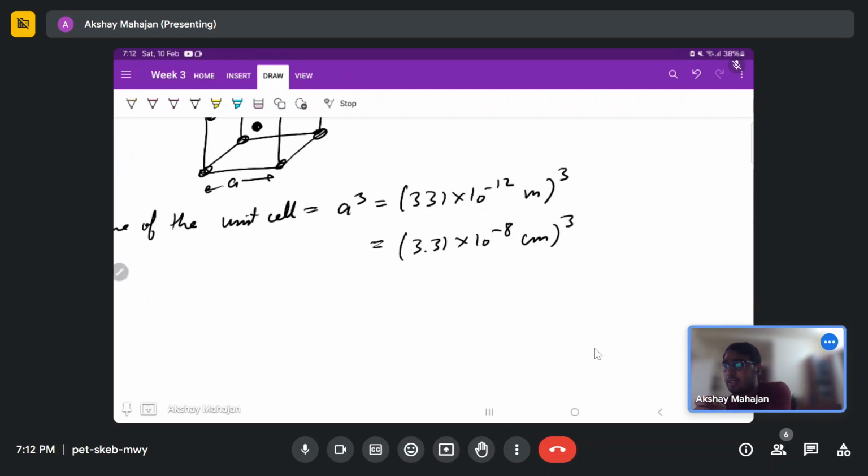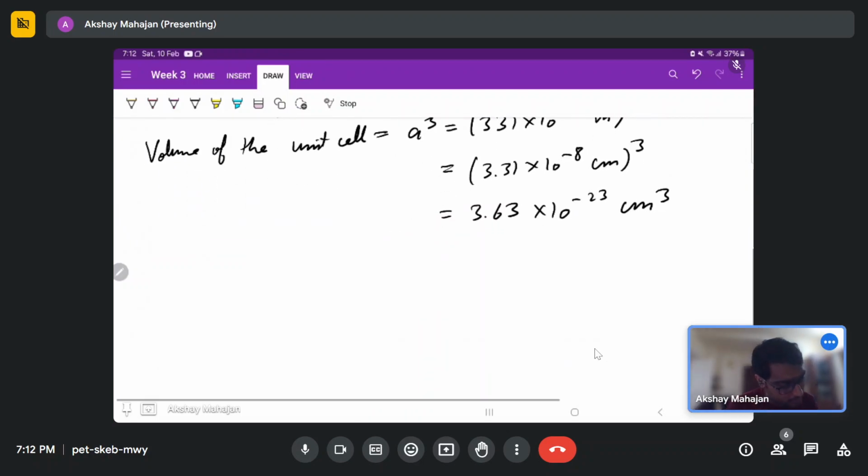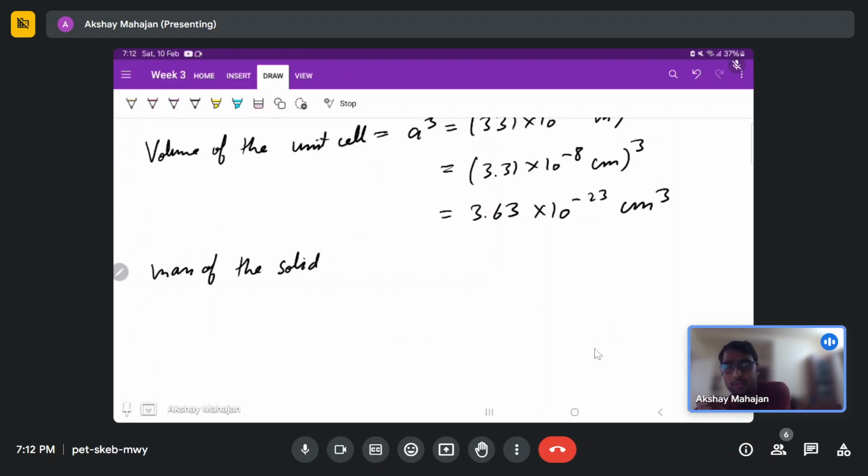Alright, and that will give you 3.63 into 10 to the power minus 23 centimeter cube. So this is the volume of our unit cell. Then, the mass of the solid. Basically we want to find the density. The unit cell constant is given, so we are finding the volume of our unit cell. Then we will find whatever the mass is per unit cell, and just divide that mass by volume, we will get our density.